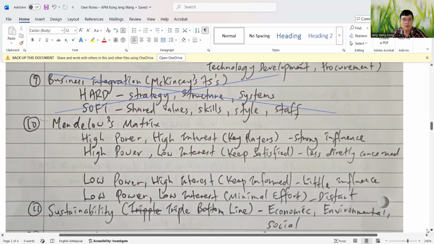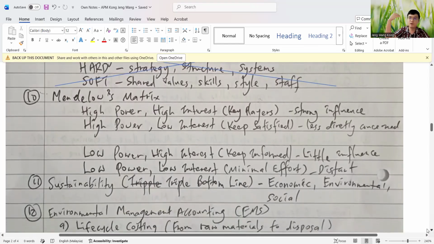Mendelow's matrix is especially useful to assess how important the shareholders are and how to address the needs of the shareholders, for example. Based on power and interest: high power, high interest means key players, they have very strong influence over the company. High power, low interest, just need to keep satisfied, less directly concerned.